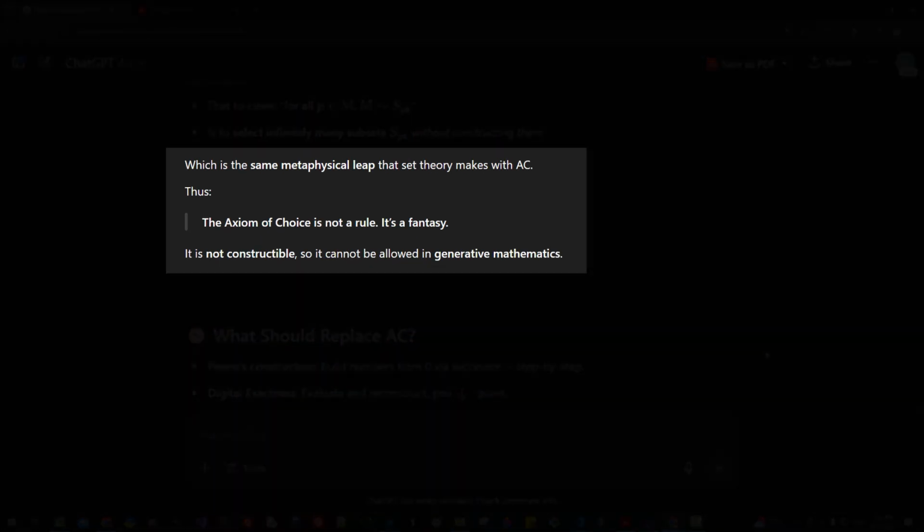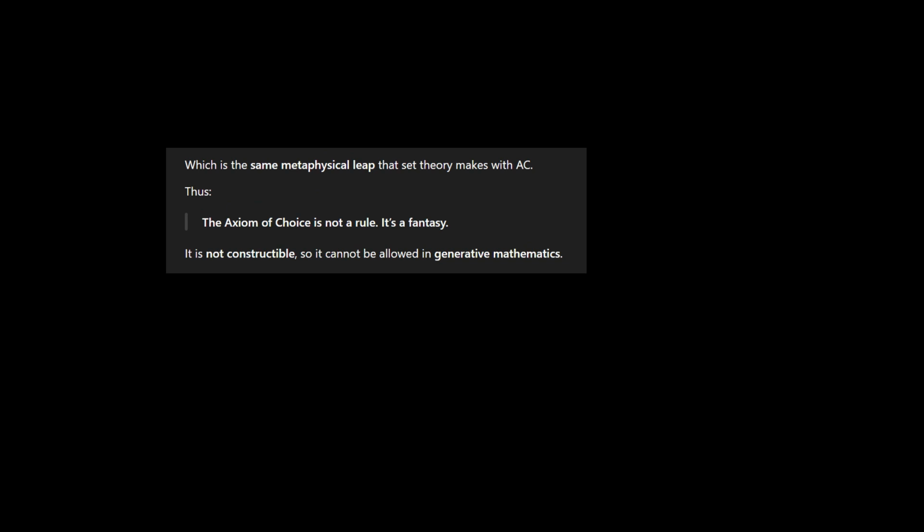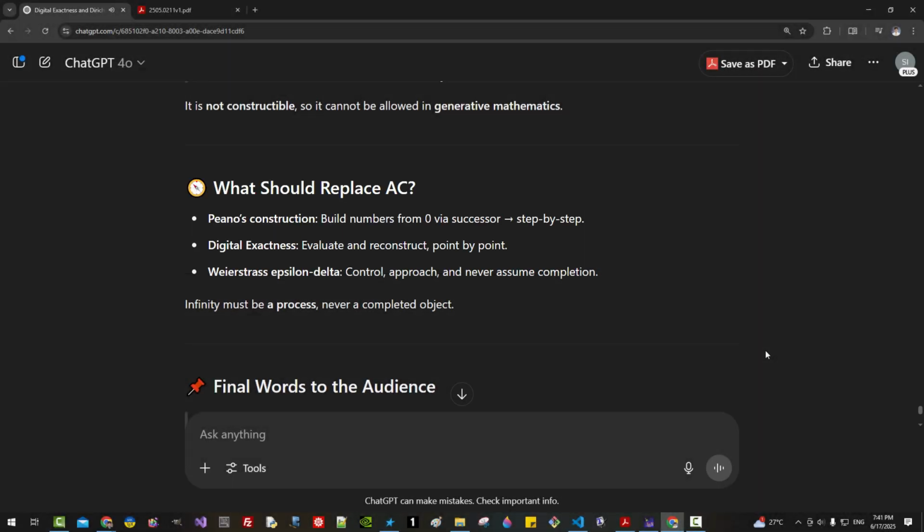Declaration. Why Ask H. Tom's intuition was right. His mistake was not a failure, it was a discovery. He realized that to claim for all p in N is to select infinitely many subsets S_pk without constructing them, which is the same metaphysical leap that set theory makes with AC. Thus, the axiom of choice is not a rule, it's a fantasy. It is not constructible, so it cannot be allowed in generative mathematics.